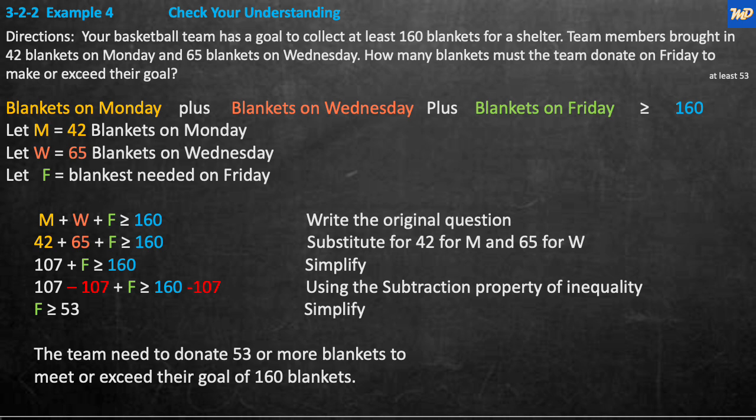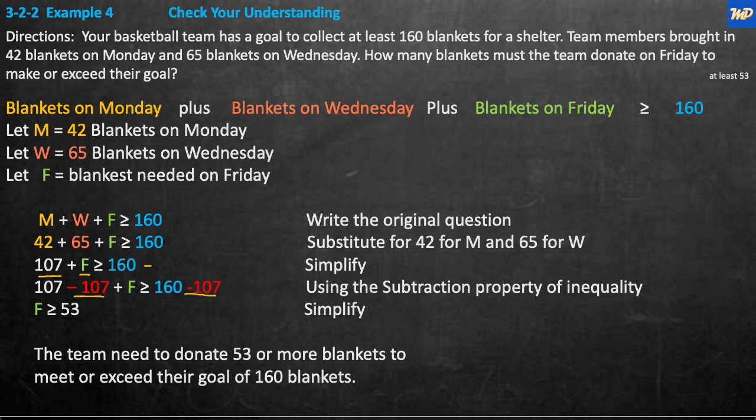So now we can simplify. 42 plus 65 is 107. So on the left-hand side, it's 107 plus what's coming in on Friday, and that has to be greater than or equal to 160. Okay, so now we have to get the Friday by itself. We have a positive 107. To undo the positive, we have to use subtraction. So using the subtraction property of inequality, we're going to subtract 107 from both sides of this inequality.